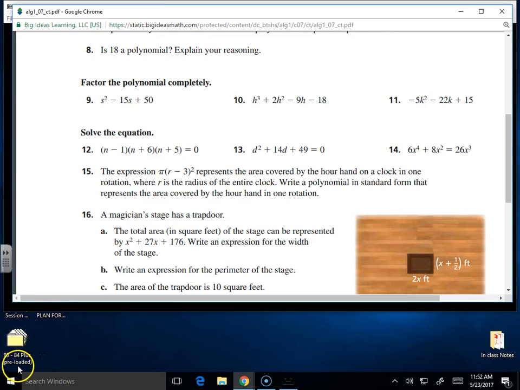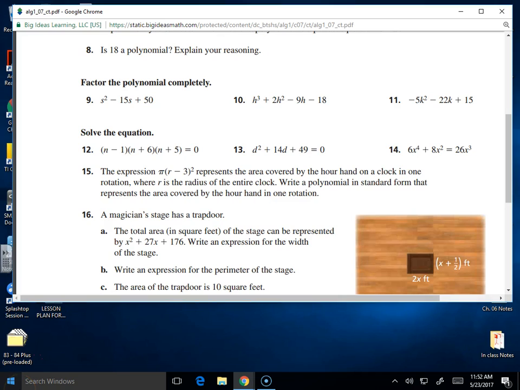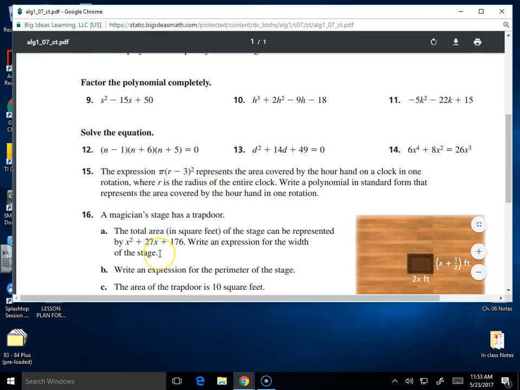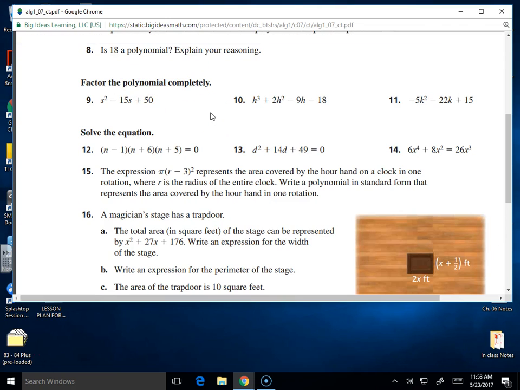I'm starting the recorder. Okay. Alright, so for chapter 7, kiddos, direction of factor. I'm going to do a test. Alright. Let's be serious about it.